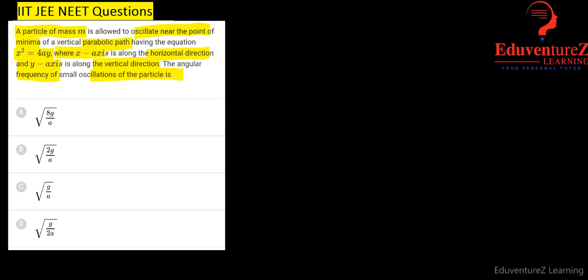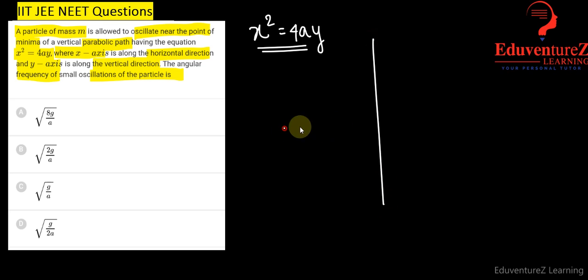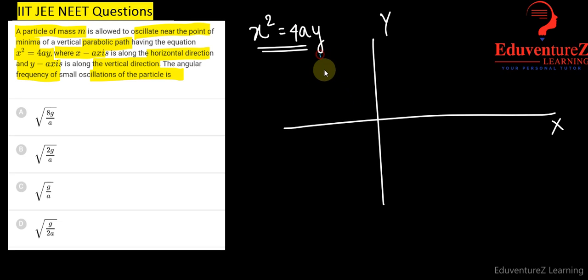So look here, we have to draw a diagram, a parabola whose equation is x square equal to 4ay. That means this is an upward parabola. If this is the x-axis and this one is the y-axis, then our parabola is upward like this. Now a particle is oscillating about the minima. This is the minimum point, and about this point the particle is oscillating like this.